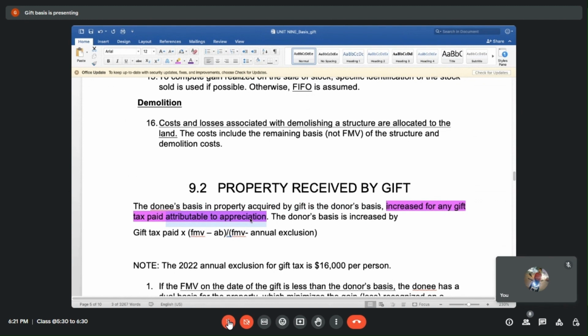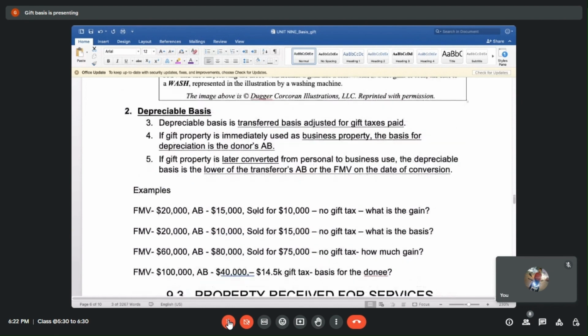So let's keep it very simple. We are not talking about gift tax. Don't worry about adjusting the basis. All we are saying is fair market value is 20,000. Basis for the donor is 15,000. It got sold for $10,000. So what is going to be the gain for the donee?